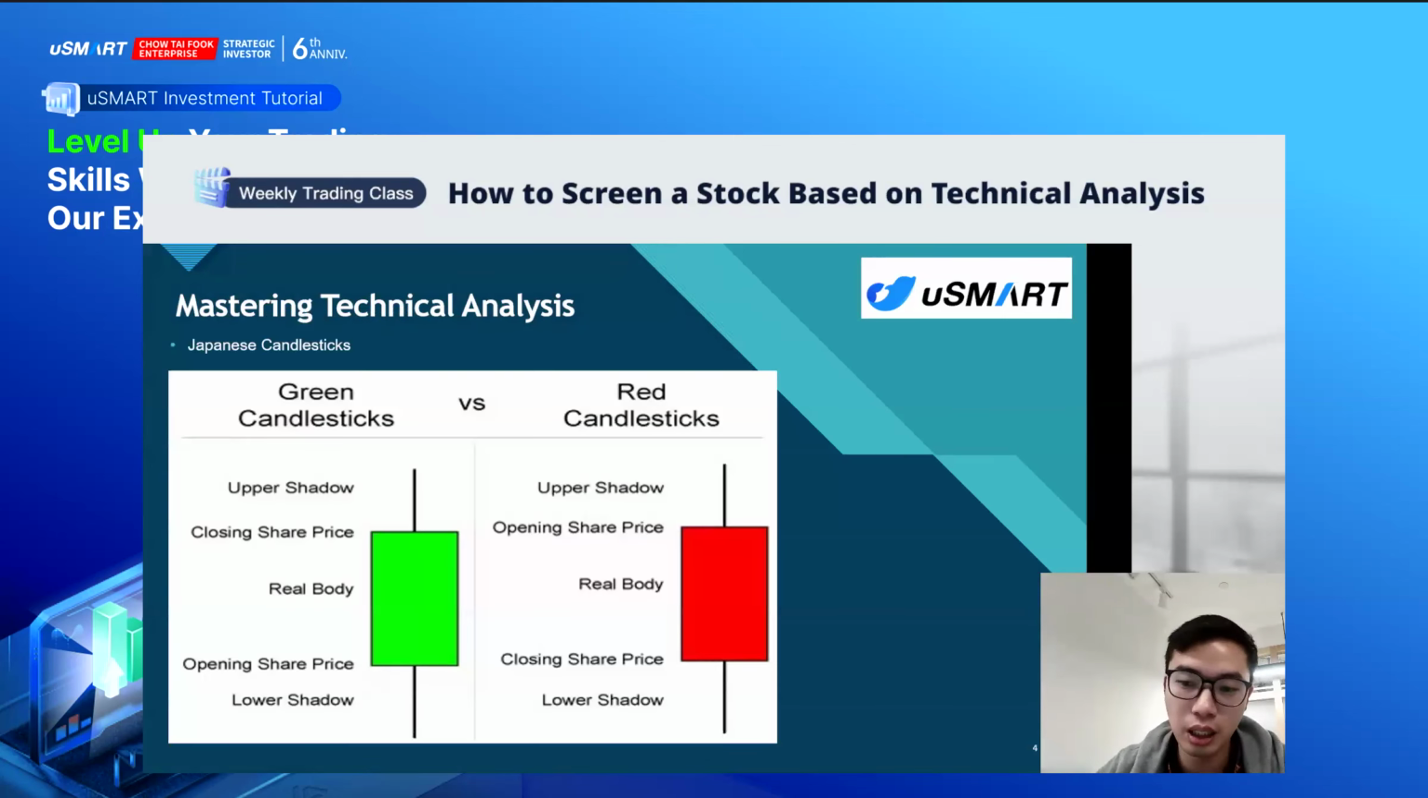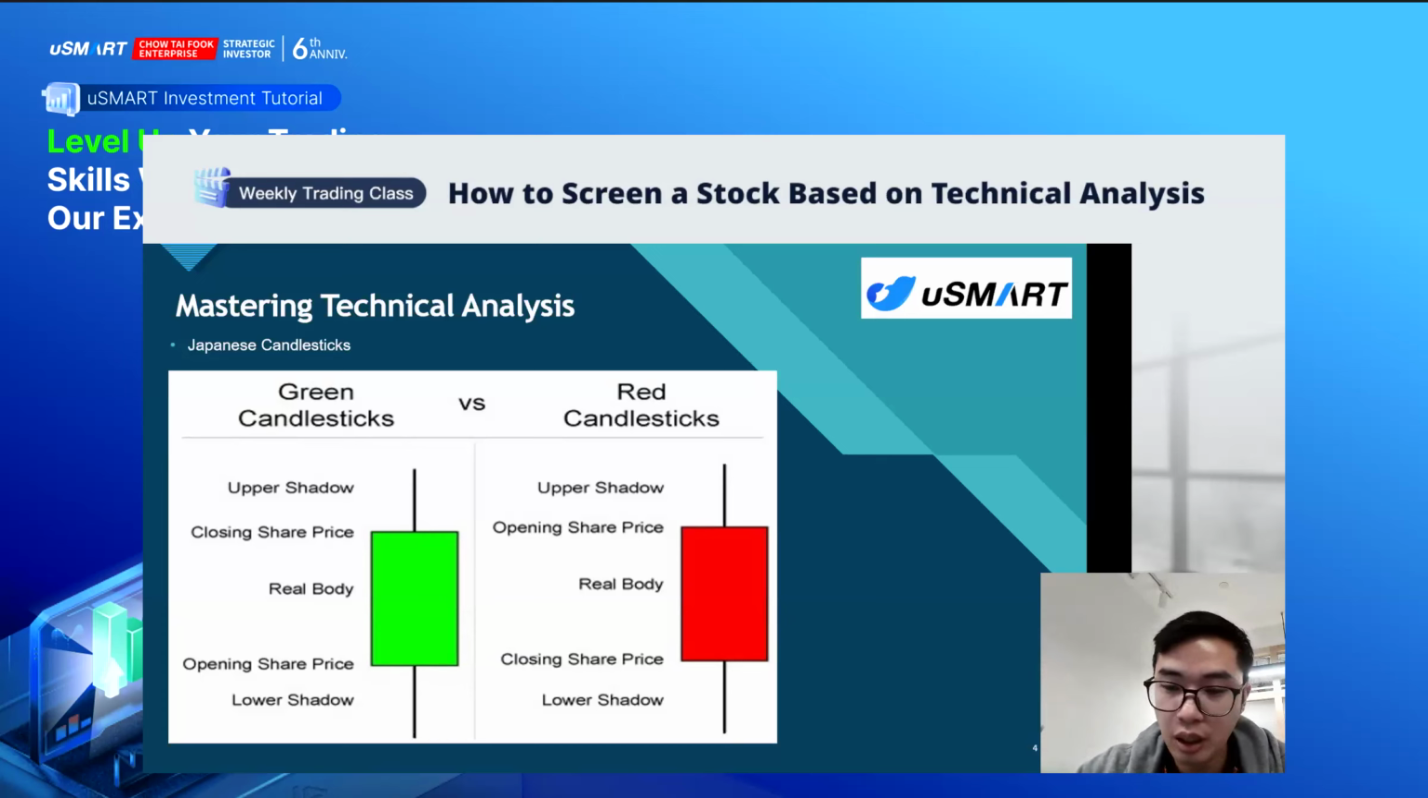So let me briefly go through the basics of technical analysis. For those who don't know how to read the charts, here's the introduction. The green candlestick you see in the chart is usually a bullish candle. However, in Hong Kong, the red one is the bullish candle and the green one is the bearish candle. In Singapore, we normally use green as a bullish candle and red as a bearish candle.